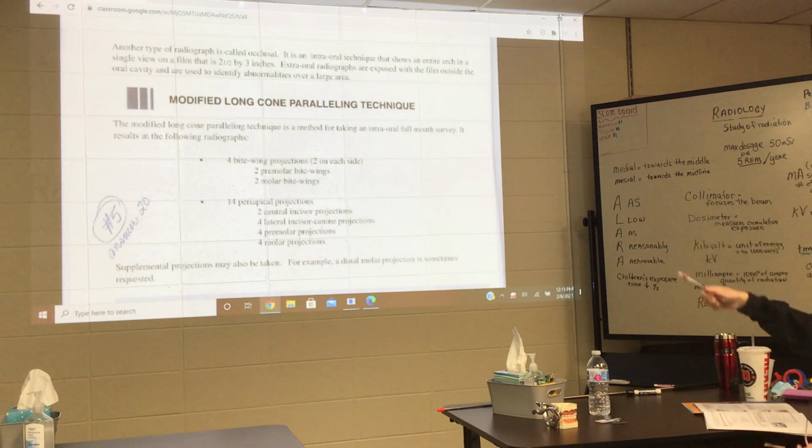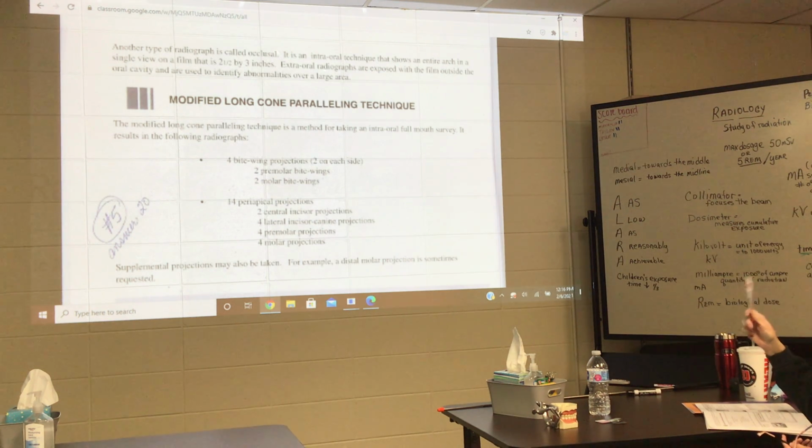So this is the answer to one of the questions here, okay? We're going to take 4 bite wing projections, 2 on each side. We're going to take 2 premolar bite wings, right and left, and 2 molar bite wings, right and left.